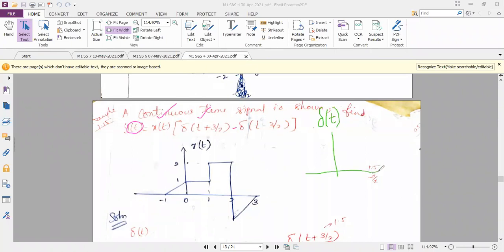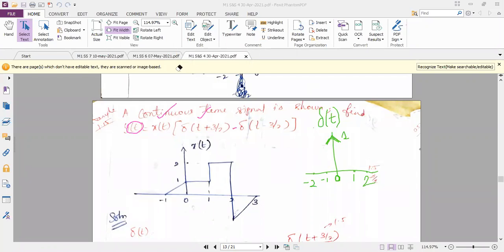See, the difference between delta of n and delta of t is I will draw an arrow mark. This arrow mark says it is at t equal to 0, the amplitude is 1. At all other places, there is no amplitude. So that I will show in the form of dots here. Okay. So delta of n means I would not have used this arrow. Instead, I would have drawn a bubble like this. That is the difference between delta of n and delta of t. Okay. So now I'm just erasing this bubble.